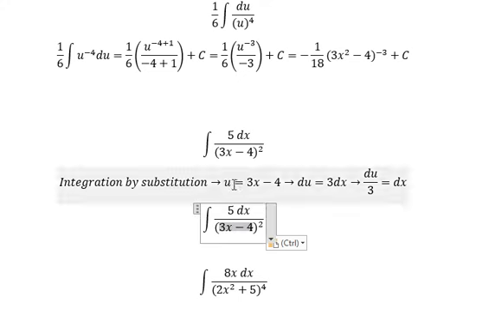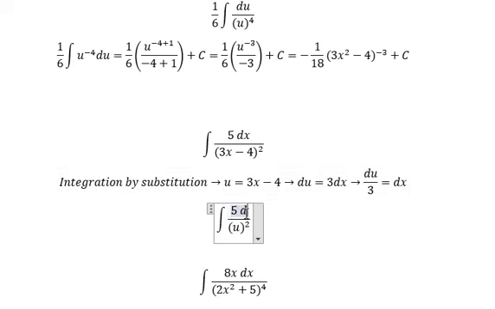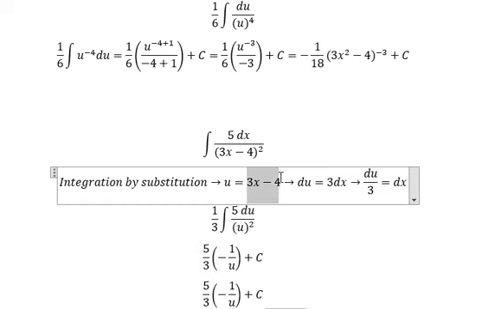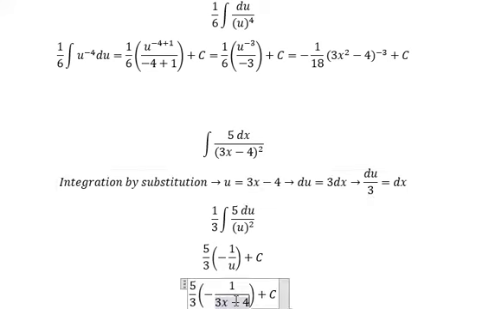So this one we get u. The ds we change for u over 3. The integration of this one, you will get negative 1 over u, and we put c. For u, that's 3s minus 4. So we put the negative sign outside.